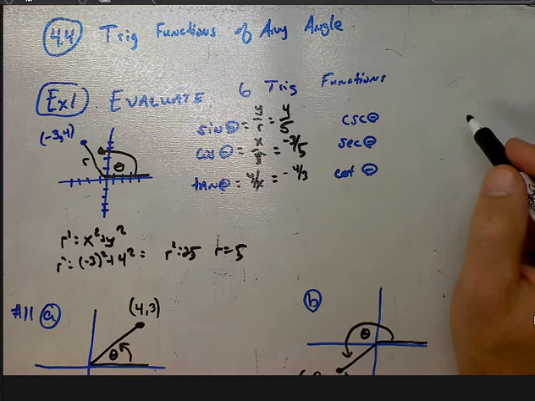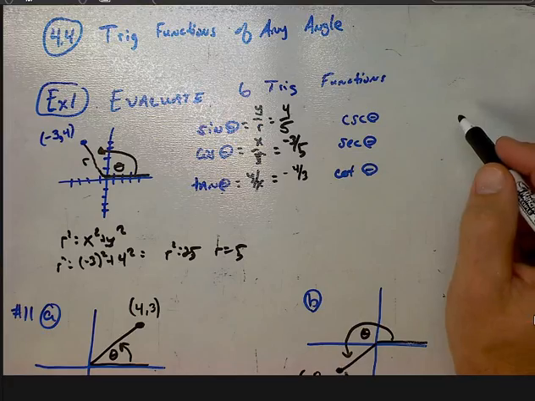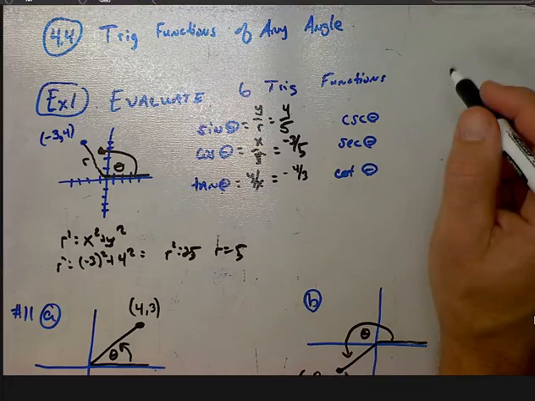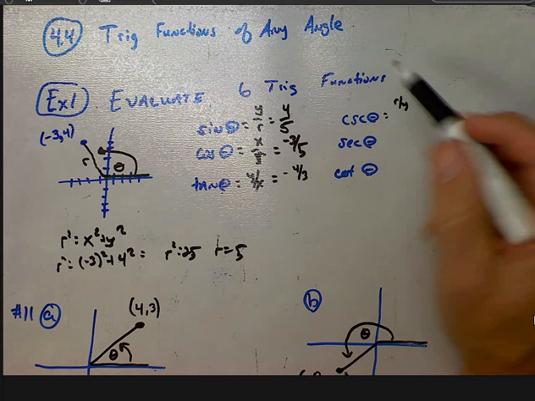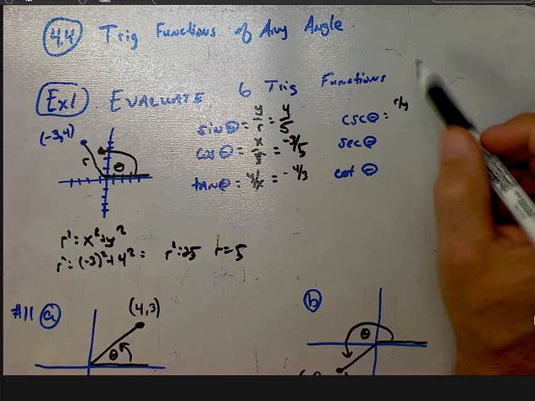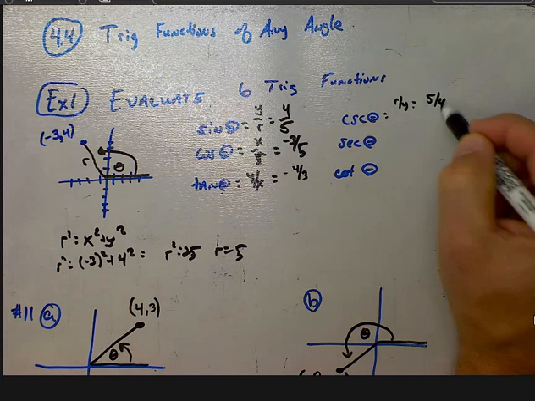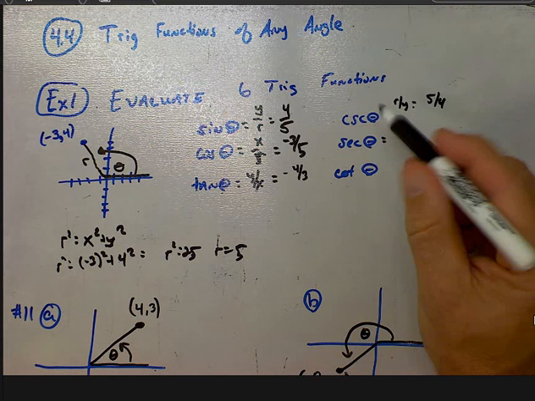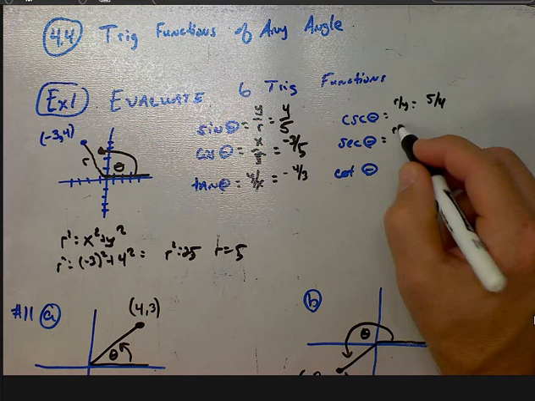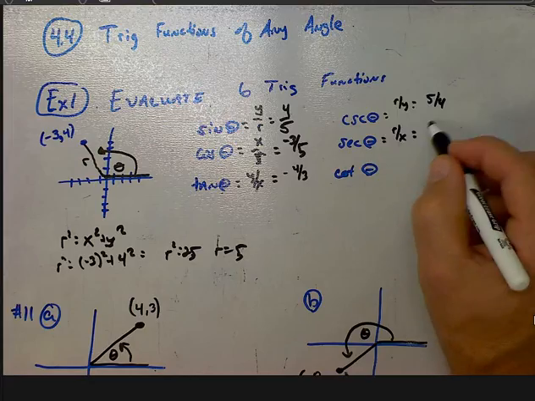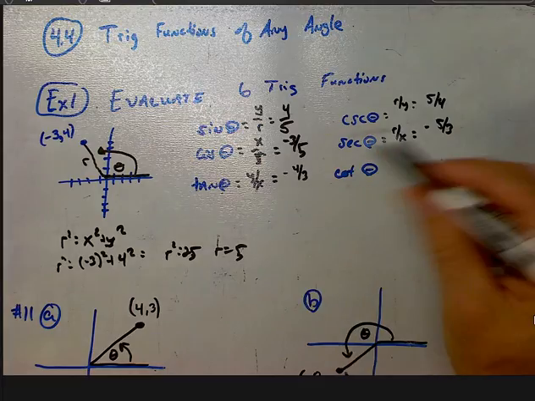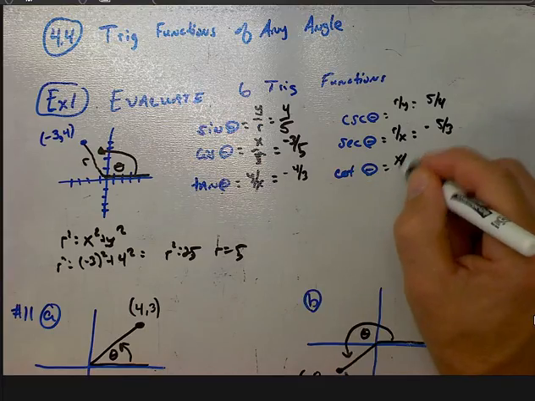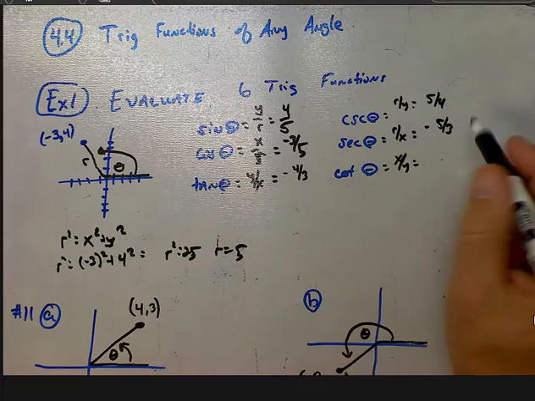The cosecant of theta is the value of r divided by y because it gives the inverse of sine. So that's going to be 5/4. Secant being the inverse of cosine is r over x, and so that's going to be negative 5/3. And cotangent being the inverse of tangent is going to be x over y, which is negative 3/4.